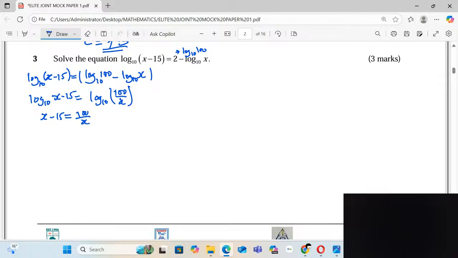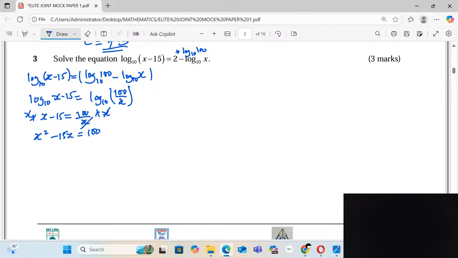over x. Now you multiply both sides by x so that we remove this x on the denominator, so that we have x squared minus 15x then equals to 100.